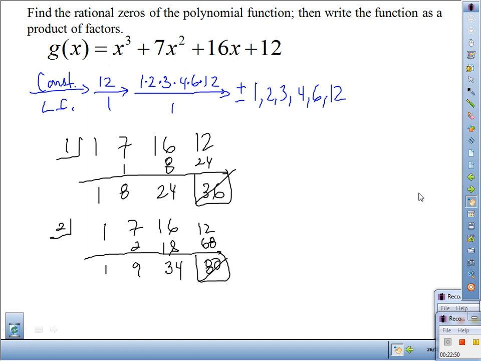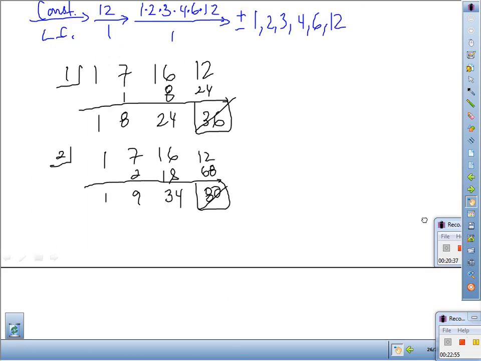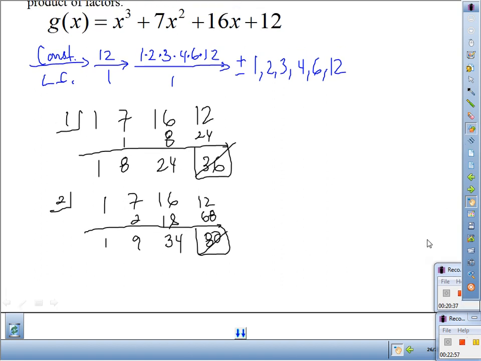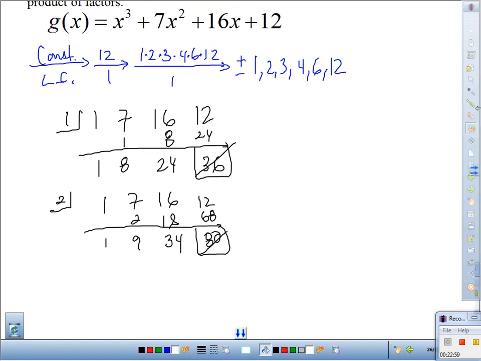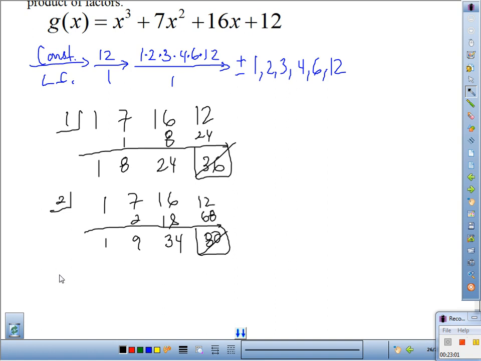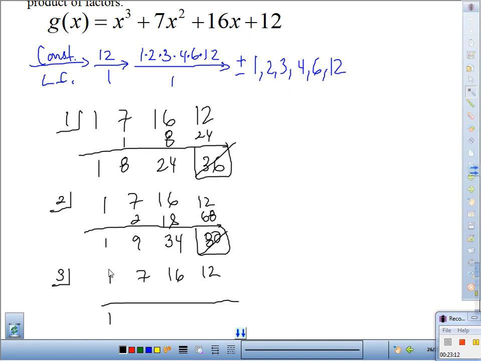What do I do next? Allie. Go with 3? All right. 3. We got 1, 7, 16, and 12. Allie said test 3, so let's see. Bring down the 1 again. 3 times 1 is 3. Combine, that's 10. 3 times 10, that's 30. Combine, that's 46. 3 times 46, that's 138. Combined, that's 150. Is that 0? No.